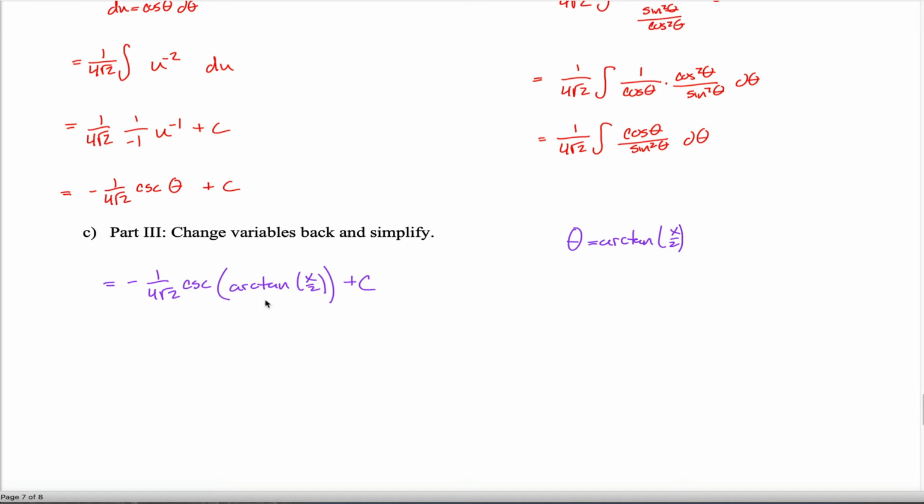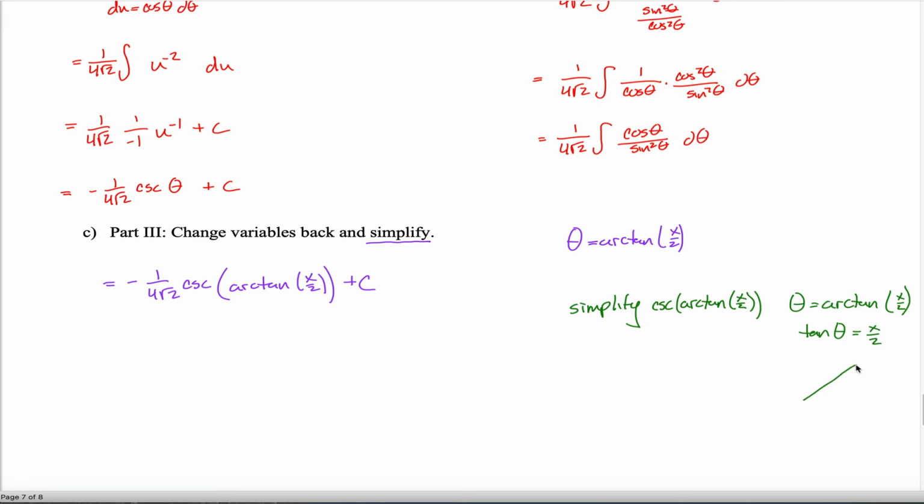But every book and every teacher you ever run into is going to tell you not to leave your answer this way. You shouldn't leave inverse trig functions nested inside of trig functions. You should instead simplify. So maybe off to the side here, I'm going to simplify the cosecant of the arctangent of x over 2. How am I going to simplify that? Well, I'm going to choose theta to be equal to the inverse trig function, arctangent of x over 2. Because if theta is arctangent of x over 2, then the tangent of theta is equal to x over 2.